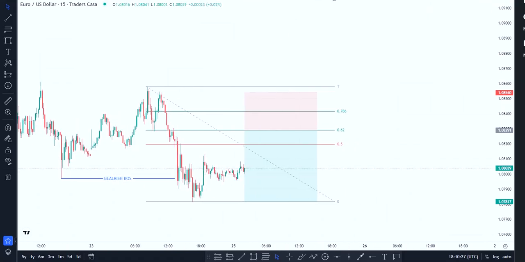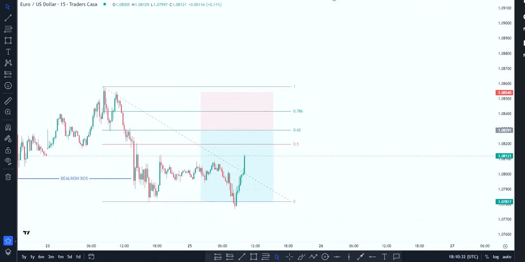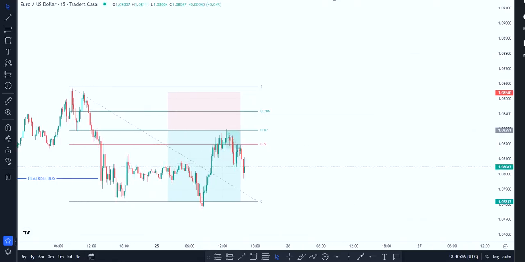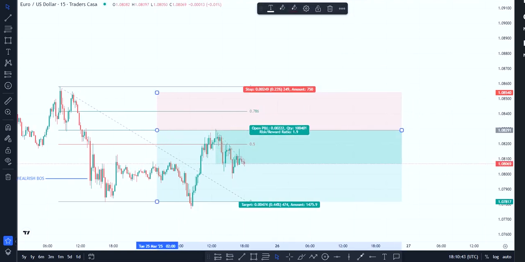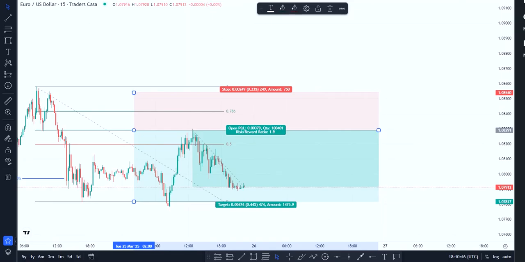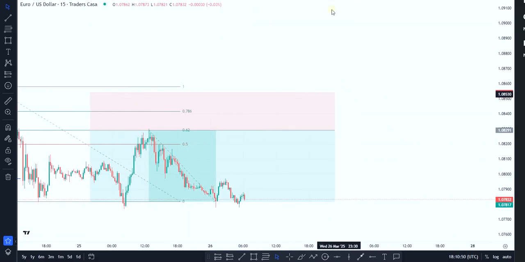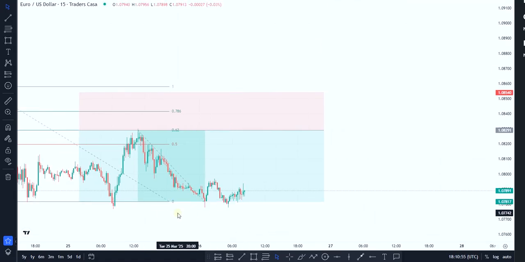As you can see, the market is moving. We have been triggered right here. So let me extend this. I've been triggered. Let's see how it works. And boom, take profit hit right here. As you can see, we have hit our take profit.